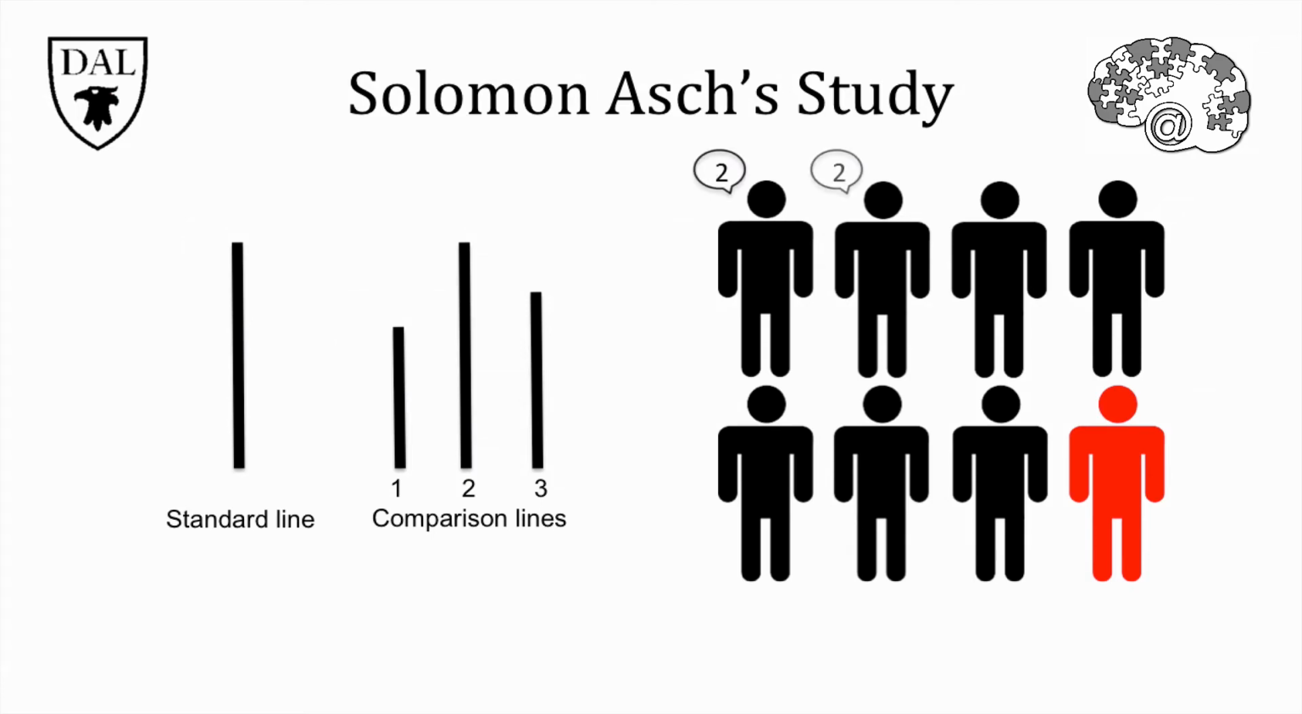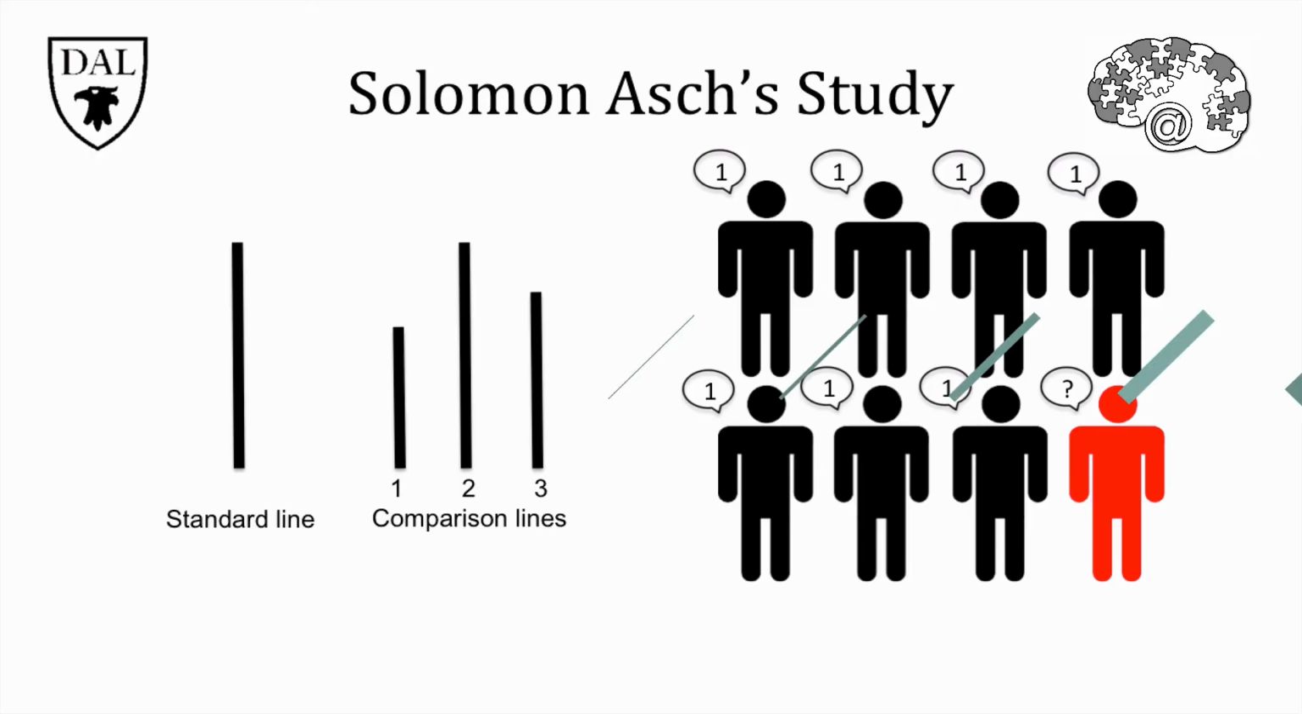On some trials, the confederates were instructed to give the right answer. On other trials, the majority gave the wrong answer. Asch referred to these as critical trials. The actual participant was always one of the last to respond. So what did he do?